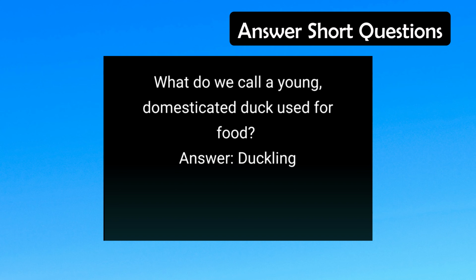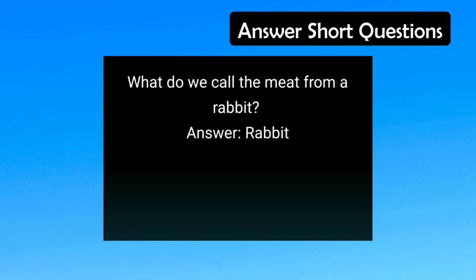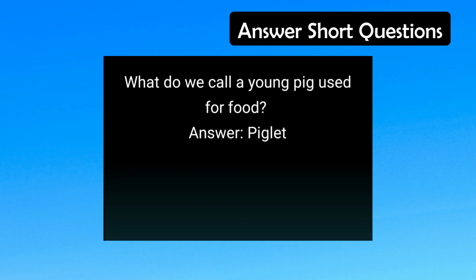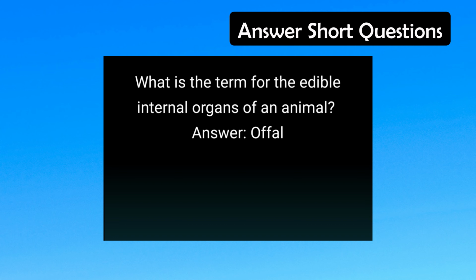Answer: duckling. What do we call the meat from a rabbit? Answer: rabbit. What is the term for smoked or salted belly of a pig? Answer: bacon. What do we call a young pig used for food? Answer: piglet. What is the term for the edible internal organs of an animal?